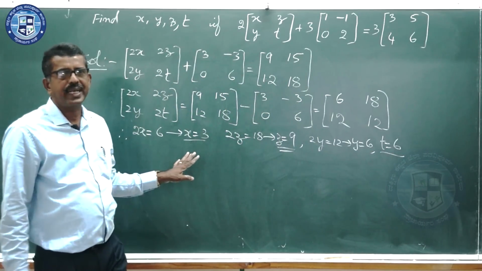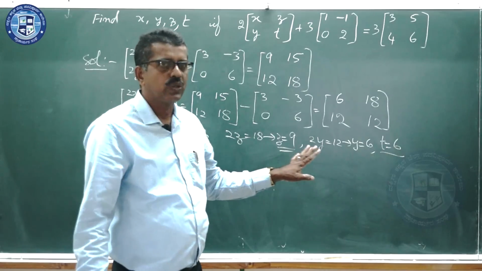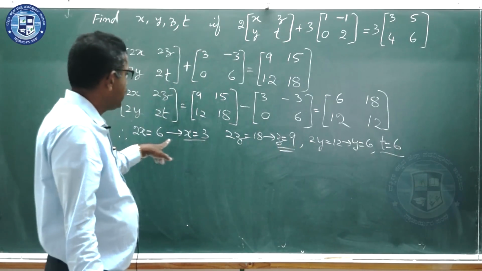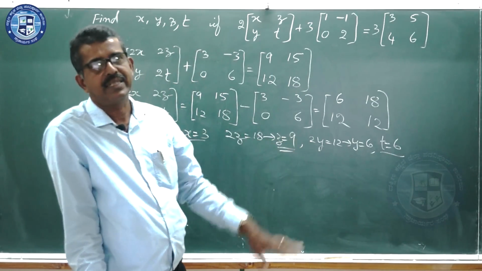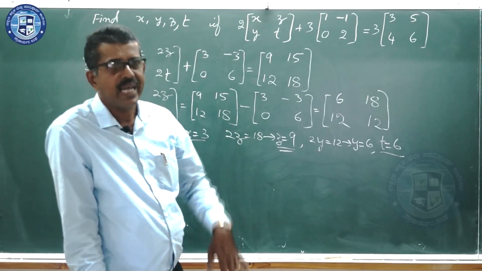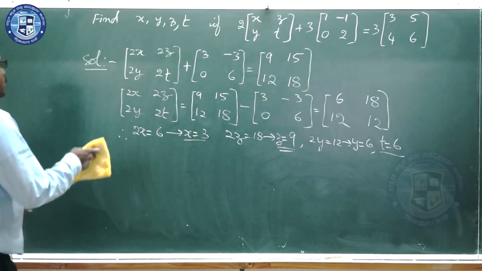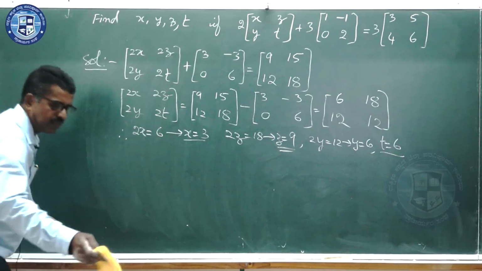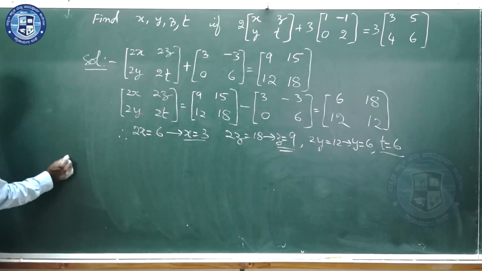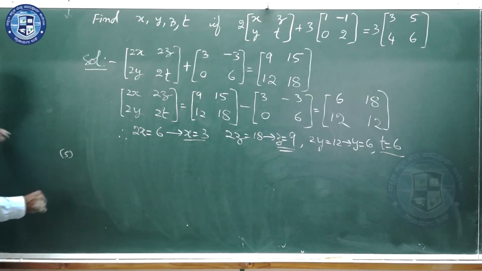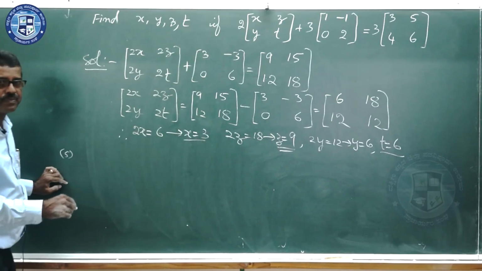What are the values for x, y, z and t? They are nothing but 3, 9, 6 and 6. So we shall continue with another problem, finding the values of unknowns, not matrices. The problem is like this. I think this space is enough for me. Just question number 5. The question is like this.